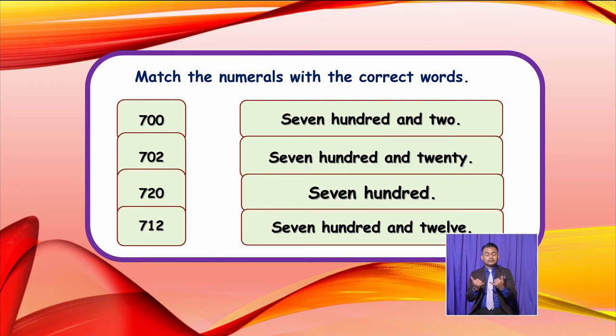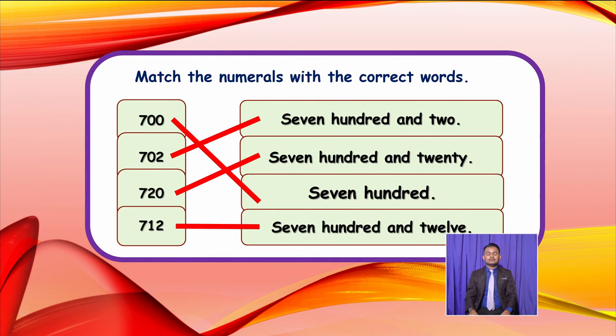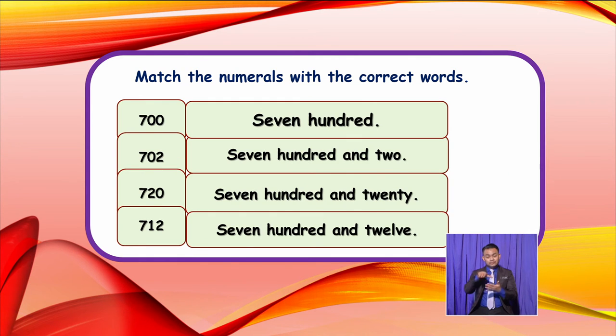Now look at all these numbers in numerals and words. Try to match the numerals with the correct words. Good job! All numbers have sevens in the hundreds place. So all numbers begin with 700. The first number is 700 because the two following digits are zeros.